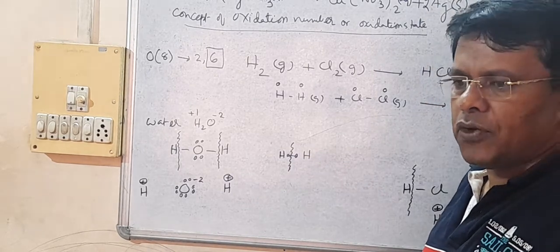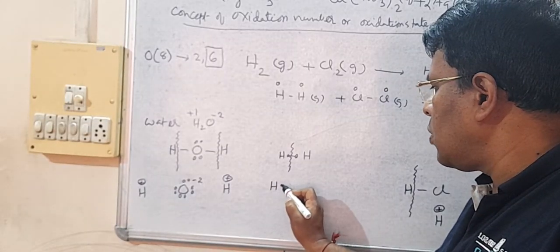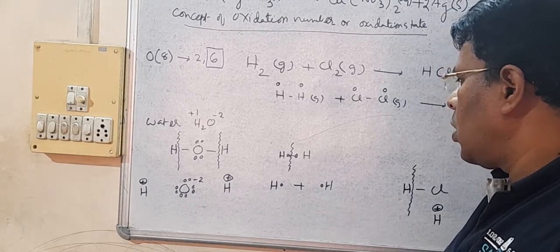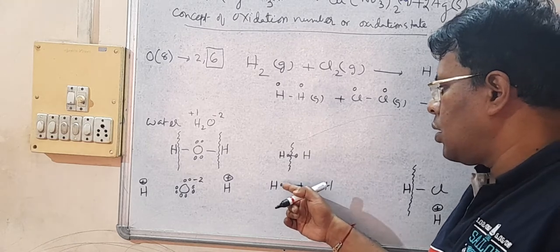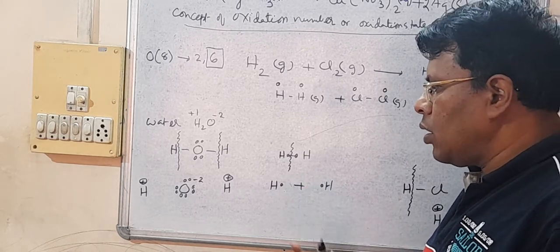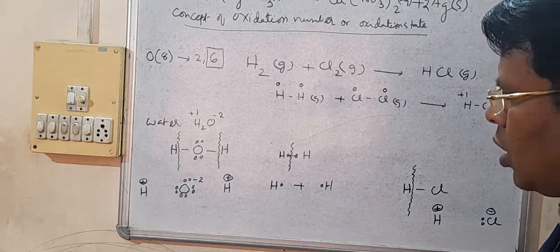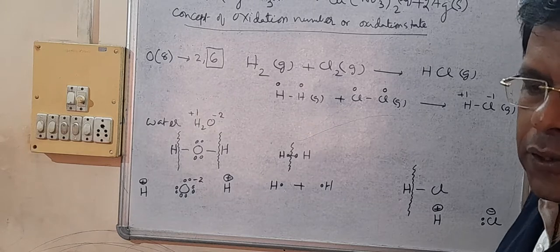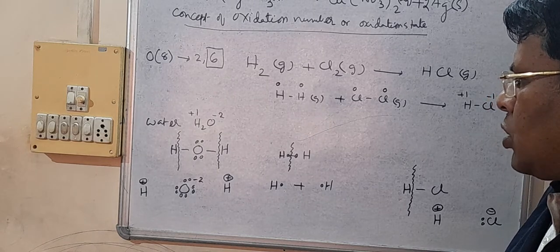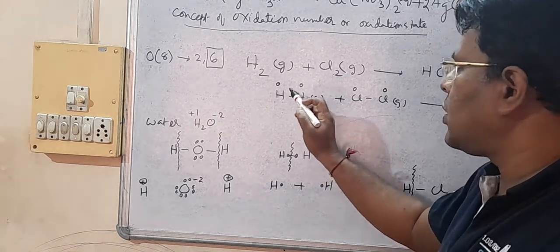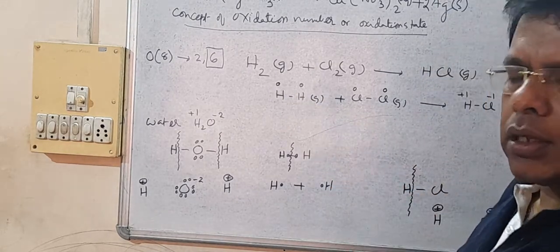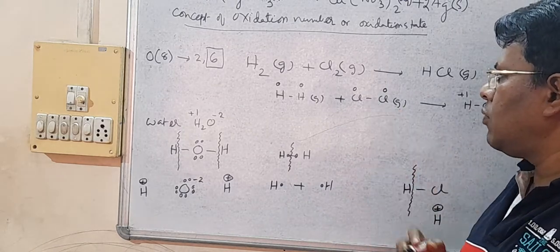Here there will be homolytic fission, and after the breaking of the bond, it becomes H dot plus H dot. You see, normally hydrogen has 1 electron only in the outermost shell. Here there is 1 electron in the outermost shell, so there is no charge. There won't be any charge here. That's why we say the oxidation number of hydrogen in H2 is 0. The same way the oxidation number of chlorine in Cl2 will also be 0.